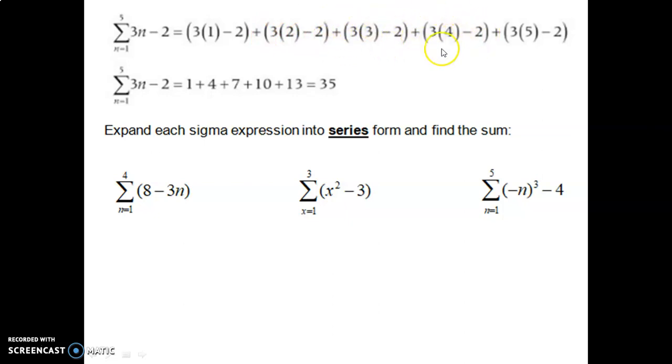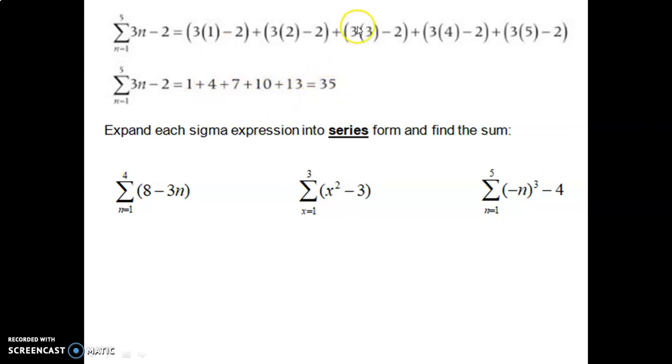Plus 4 has been plugged in for n, plus 5 has been plugged in, right? So there's the sum of those 5 terms. And if you're doing the work in your head, if you put a 1 in there, it turns out to be a 1. So here's a 1. If you put a 2 in here, it turns out to be a 4. So 1 plus 4 plus 7. And there it is. There's our series, and there's our final sum of that series.